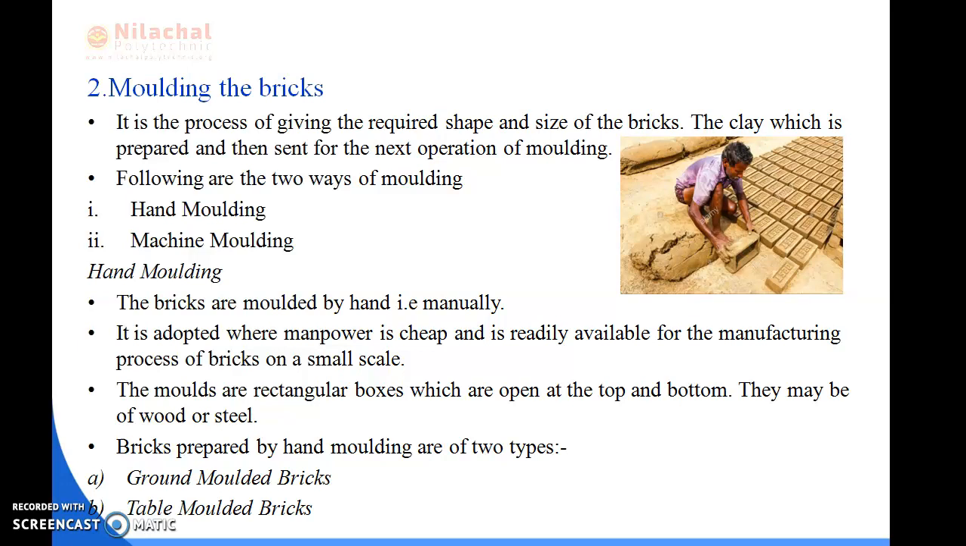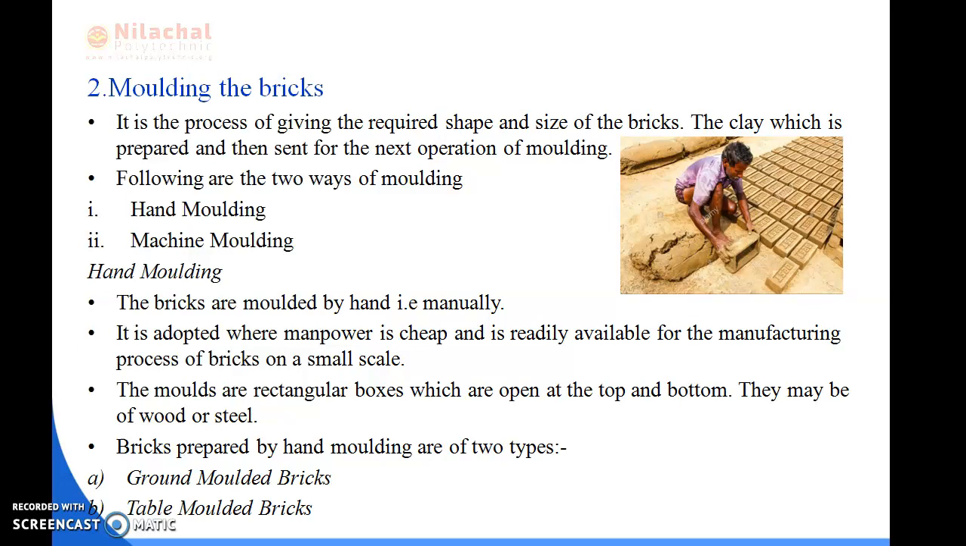In hand molding, the bricks are mainly molded by manual labor, or you can say by hand, because manpower is cheap and readily available for the manufacturing of bricks. Again, hand molding is of 2 types. First is ground molded bricks and second is table molded bricks.